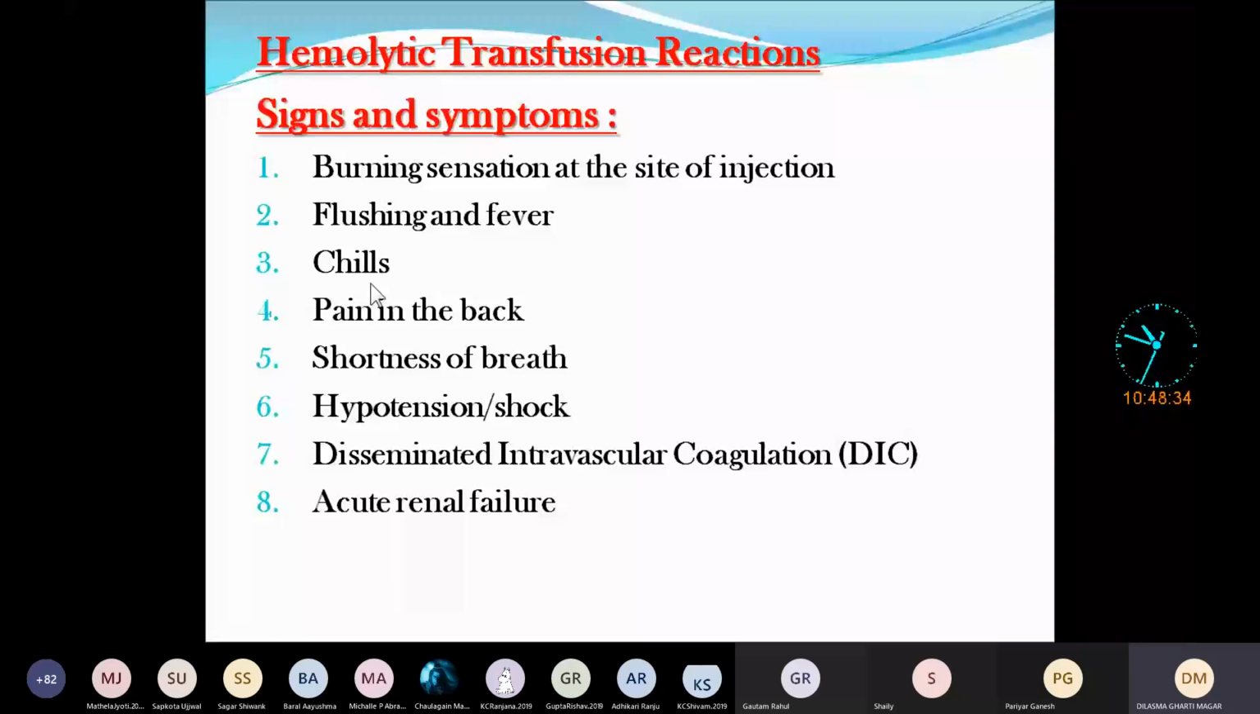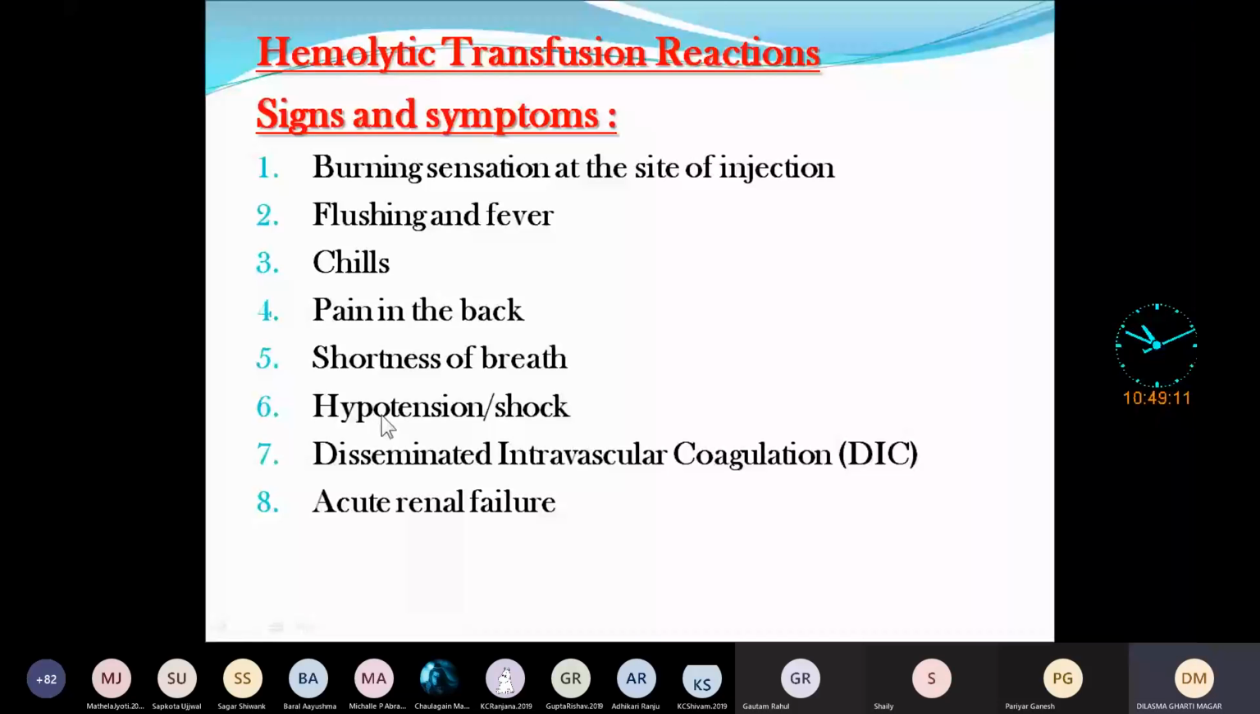In case of the hemolytic transfusion reaction, there will be pain in the back. The patient will complain of pain on the back side, and there will also be shortness of breath. The patient will tell a history like, I'm having difficulty in breathing. We are talking about the hemolytic transfusion reaction. Whenever there is hemolysis, there is RBC rupture, isn't it? So that's why it will lead to hypotension and then shock. Understood here? Sometimes it can lead to hypotension and then shock.